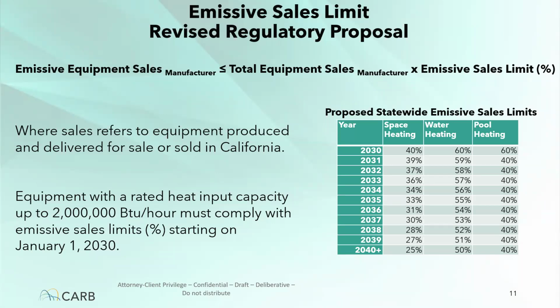The equation at the top basically explains that manufacturer sales of emissive equipment would need to be less than or equal to their total equipment sales multiplied by the emissive sales limit for any given year. And we are defining sales in this case as any equipment that's produced and delivered for sale or sold in California.